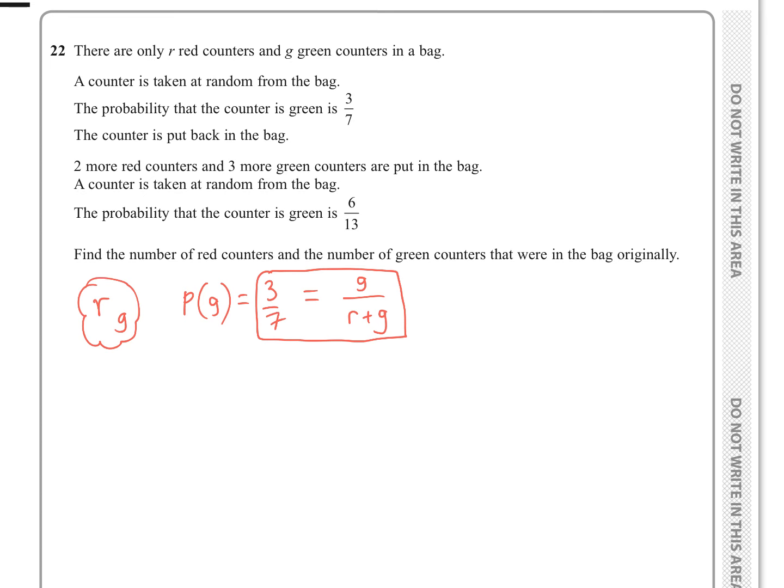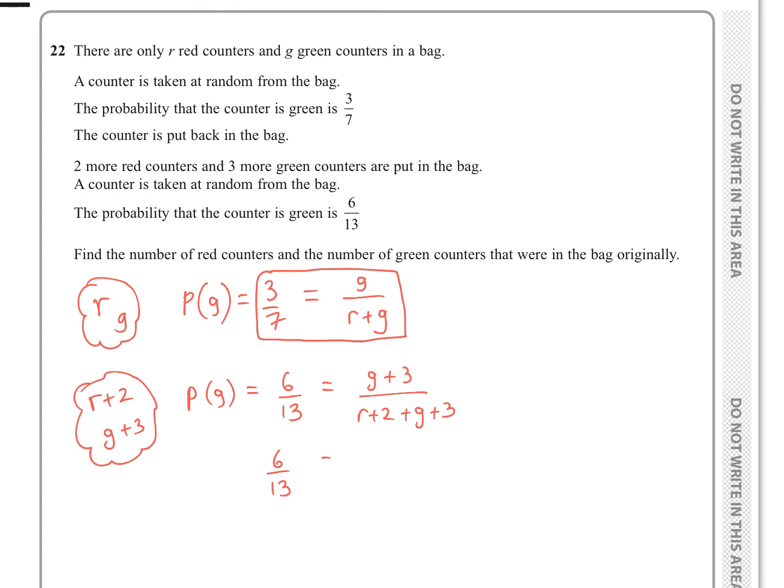And the counters are put back in. It says 2 more red counters and 3 more green counters. So there's going to be 2 more red and 3 more green in the bag now. And it says the probability of getting a green is now 6/13. But there would be G plus 3 green out of a possible R plus 2 plus G plus 3. And that's the same as 6/13 is equal to G plus 3 over R plus G plus 5. Because don't forget, I've got to add this 2 and the 3 together.